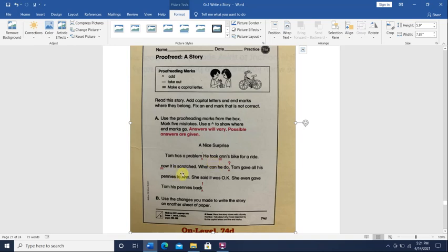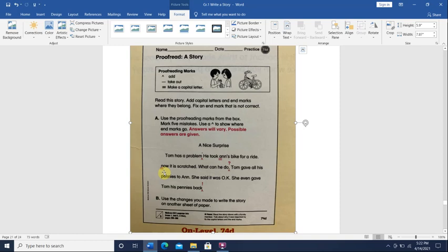So we can underline the first letter. What can he do? Here it says, what can he do? The sentence begins with what, which is a question word. So it's asking you, what can he do? And the end mark is period. No, it should be a question mark because he's thinking of what he can do. So this is a question. What can he do? A question mark.